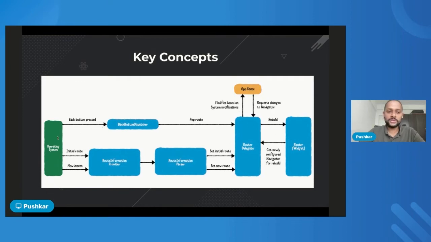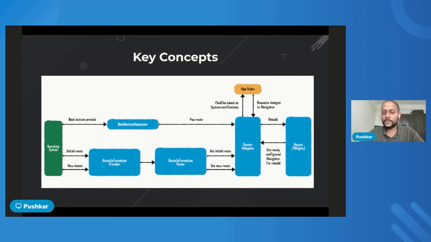Just to go through the flow, we'll have an operating system, and this operating system provides information to the route information provider. The route information provider might not be a very important concept here. We can directly skip to the route information parser, but what it does is that once your app is getting booted, you either get an initial route or you get a new intent. The route information parser takes that information, and as the name suggests, it parses it.